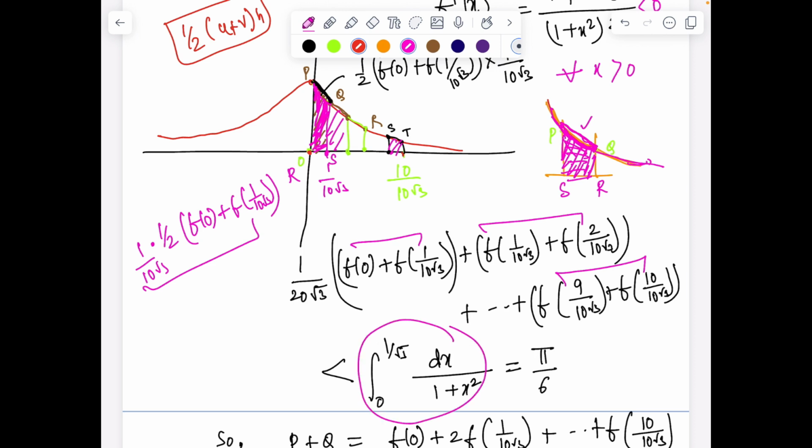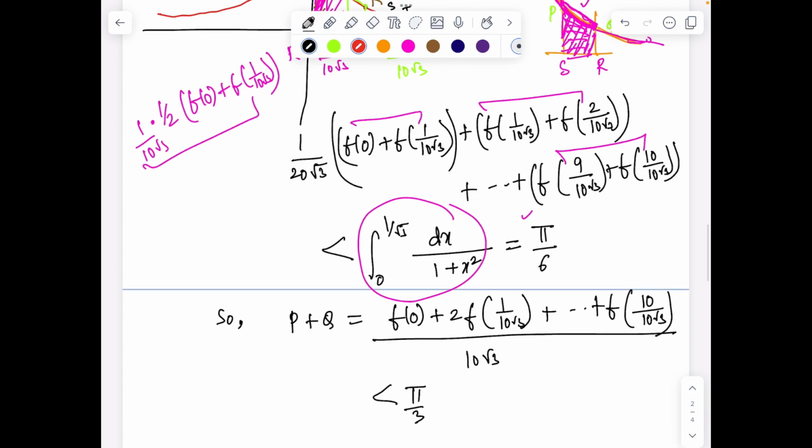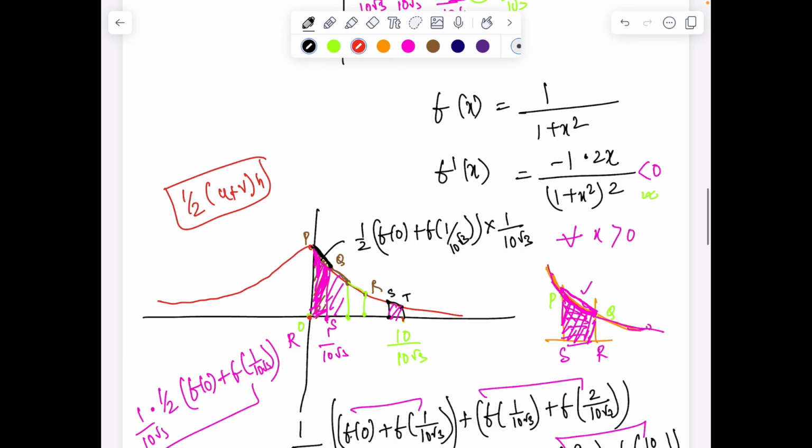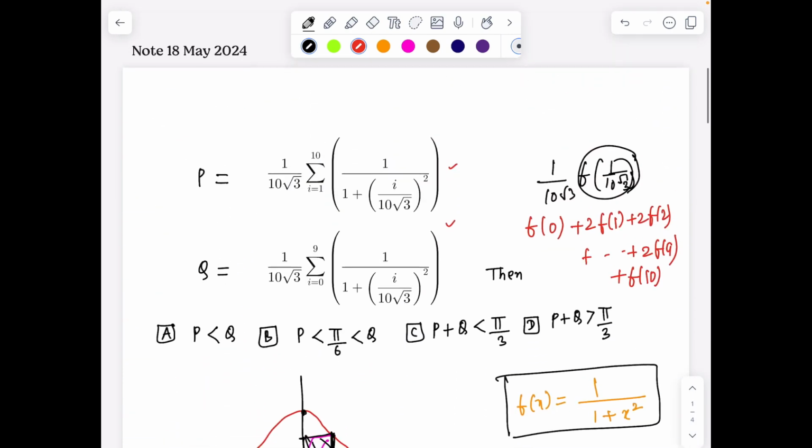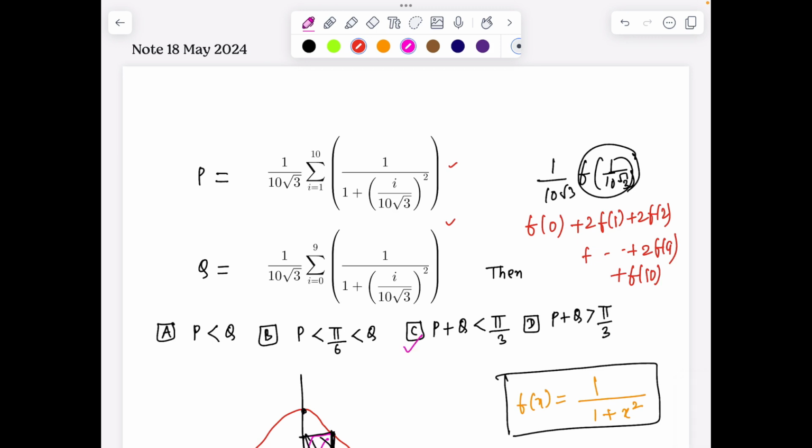Now if we add all of this, you can see this summation will definitely be less than the integral of dx by 1 plus x squared from 0 to 1 by root 3, and its value is pi by 6. But we needed P plus Q. So what is P plus Q? As we have seen, it is f0 till this by 10 root 3, but we have found it by 20 root 3, so the factor 10 root 3 will give pi by 3. So from here what we can conclude is P plus Q is less than pi by 3.